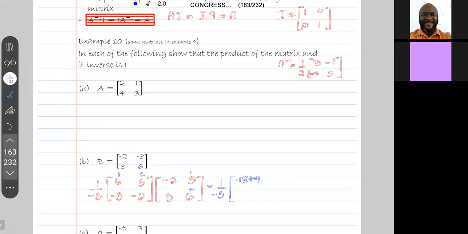All right, the same top row, the right column. So first element in the row 6 times the first element in the column, this should have been a negative, minus 3. Good. So 6 times minus 3 is minus 18. And then the second element in the row 3 times the second element in the column 6, 3 times 6, that's 18.